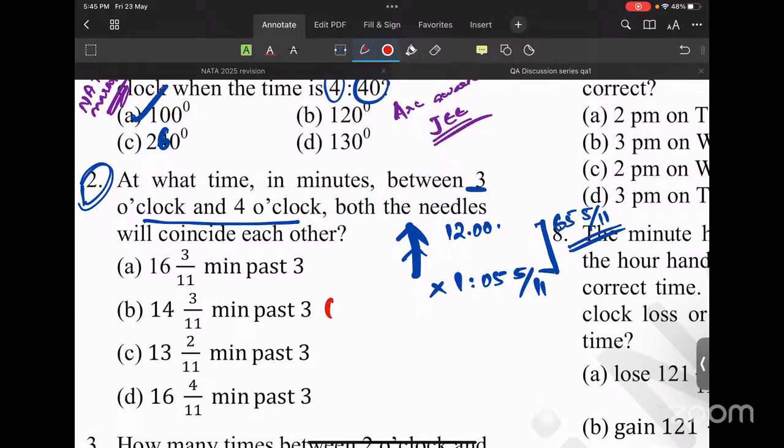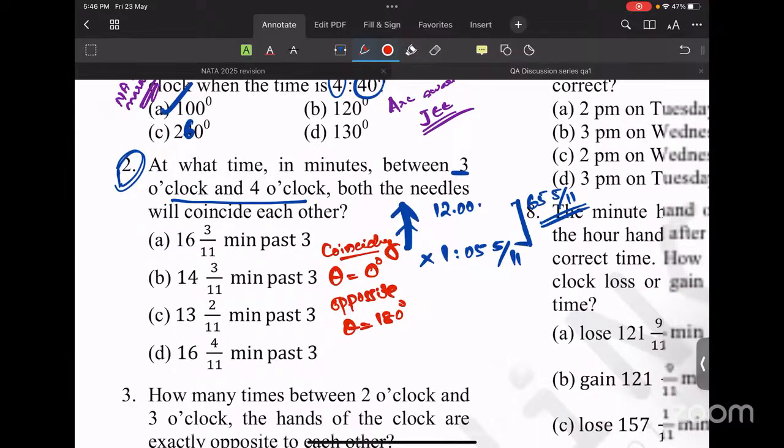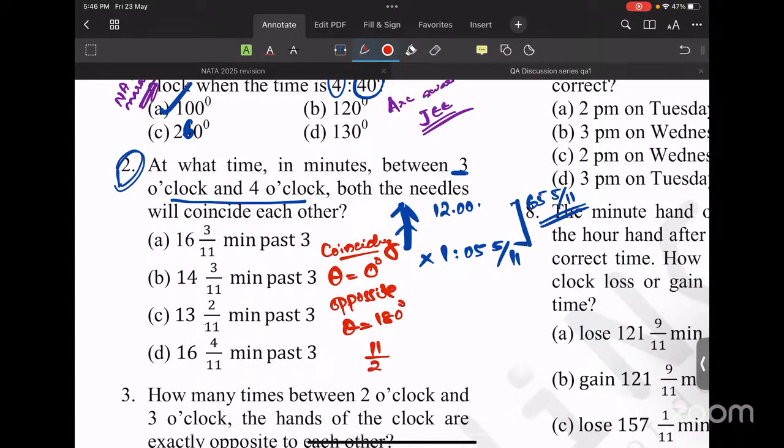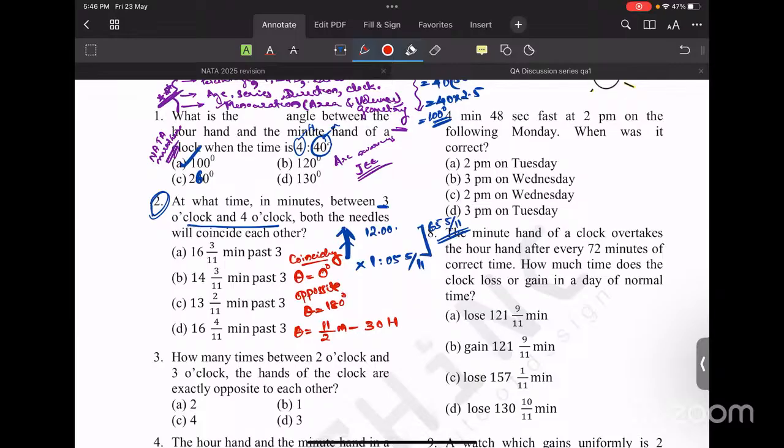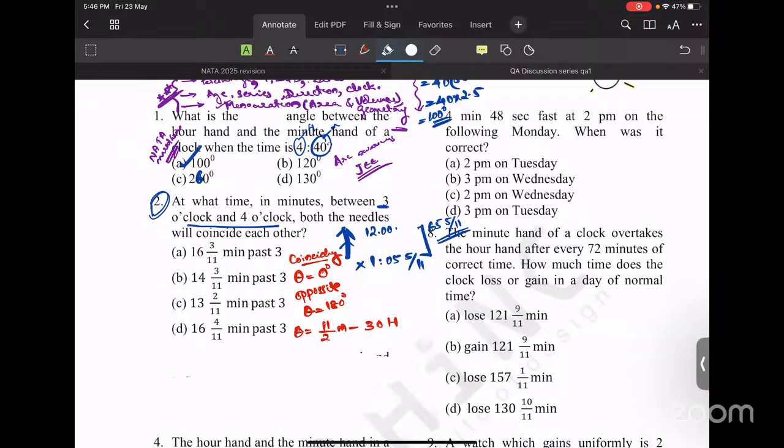What will be the angle at coinciding? 0 degree. At coinciding, the angle between the hands will be 0 degree. If it is opposite, at that time the angle will be equal to 180 degree. Keep that point in mind, and you can use the equation 11 by 2 m minus 30h by substituting the value of theta equal to 0. Okay, let me use this space for solving this.